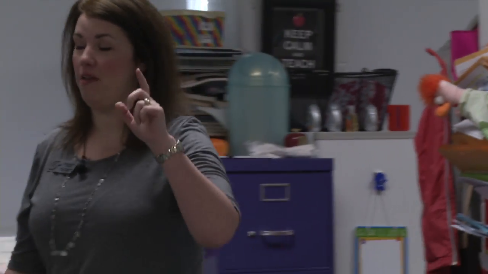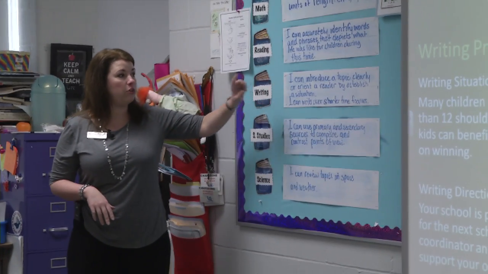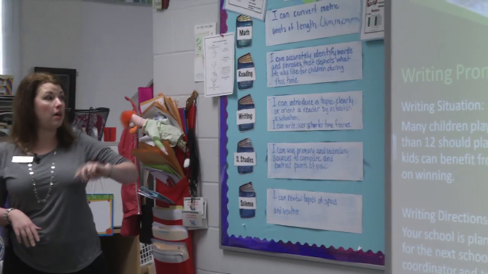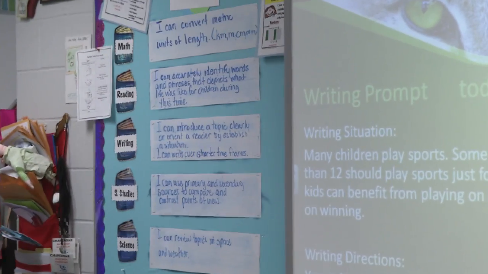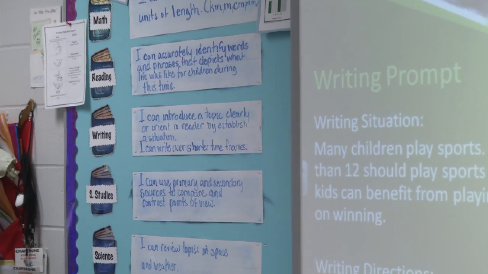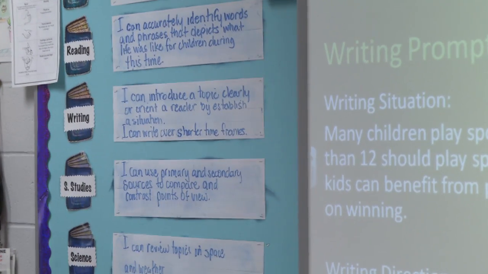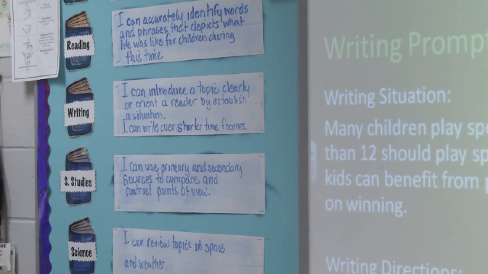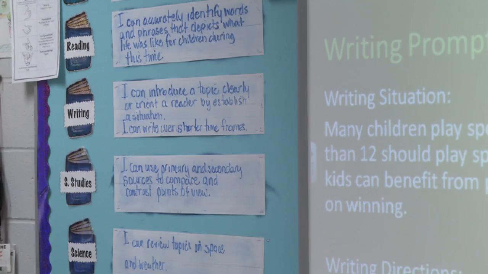All right, boys and girls, today we're going to go ahead and do our CAT strategy activity where we practice that first paragraph so that we're getting our plan down for our on-demand piece. Remember, as far as learning targets go, you're looking to introduce a topic clearly and orient your reader by establishing a situation. This is a shorter time frame. We're only in a 30-minute time frame, so we've got to be able to write very, very quickly.